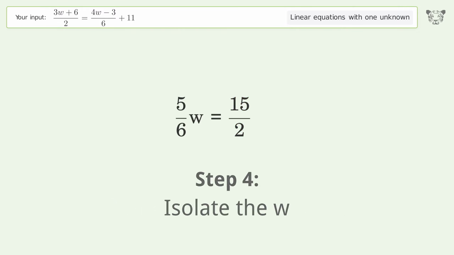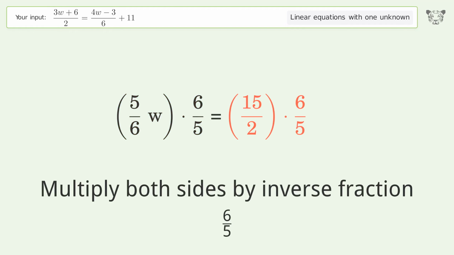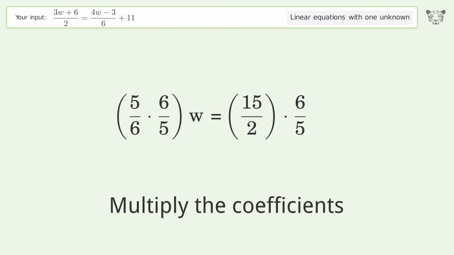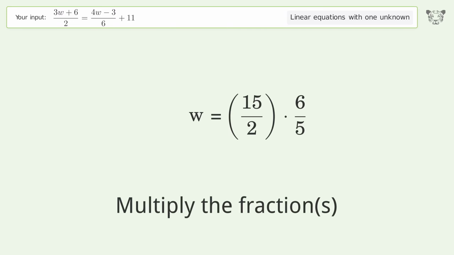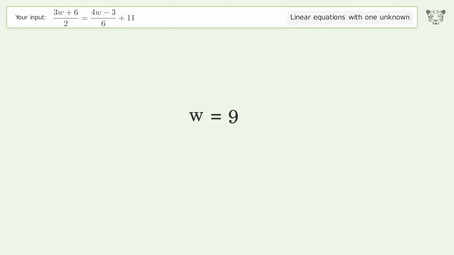Isolate the w. Multiply both sides by inverse fraction 6 over 5. Group like terms. Multiply the coefficients. Simplify the fraction. Multiply the fractions. Simplify the arithmetic. And so the final result is w equals 9.